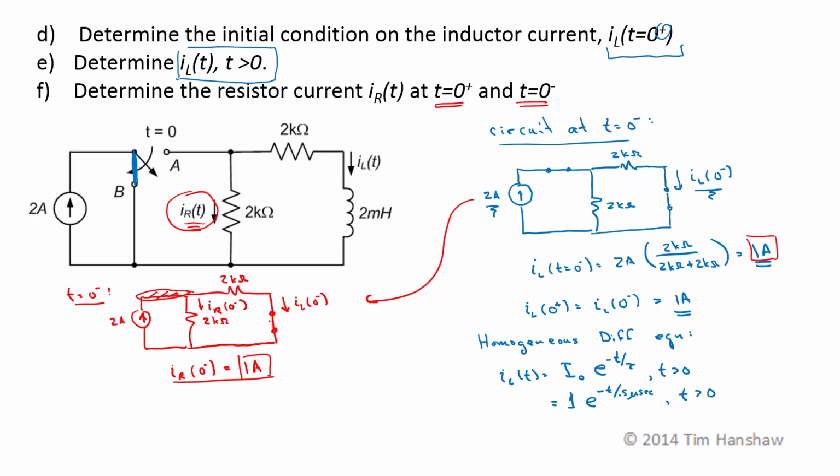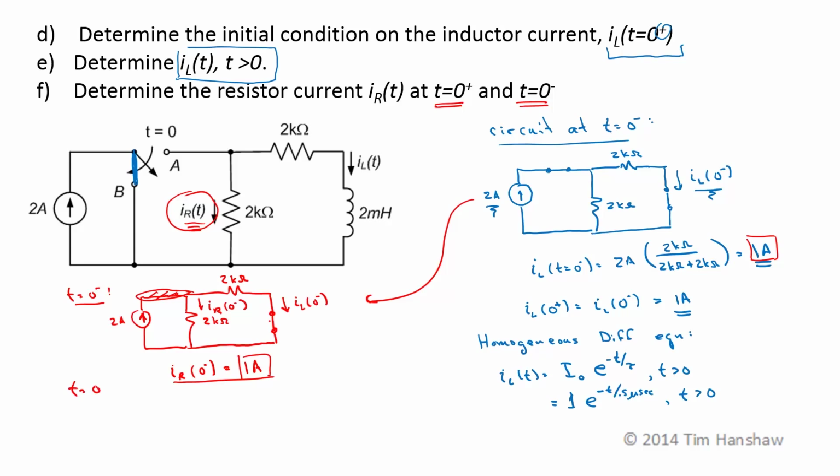Finding the resistor current at t equals 0 plus is a little bit of a problem because we don't know anything about how the resistor is going to be behaving. It doesn't have to have continuous currents. Its current can go from one value to another without any intermediate value being involved.